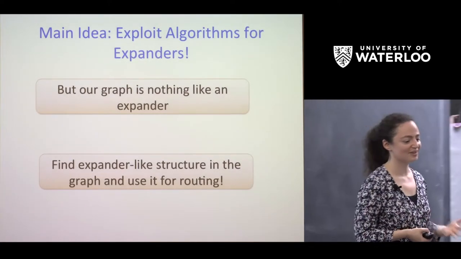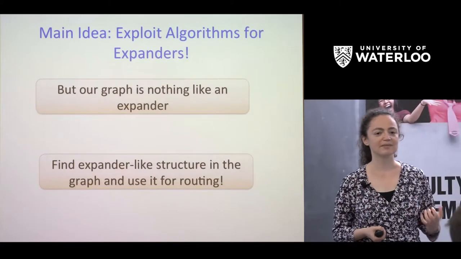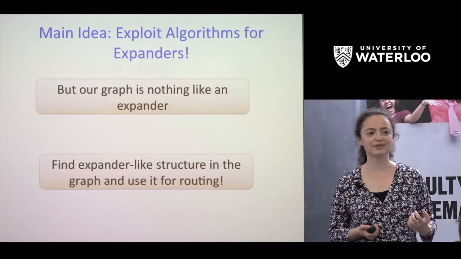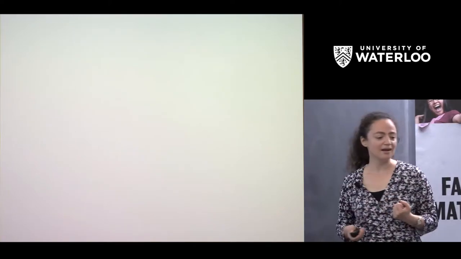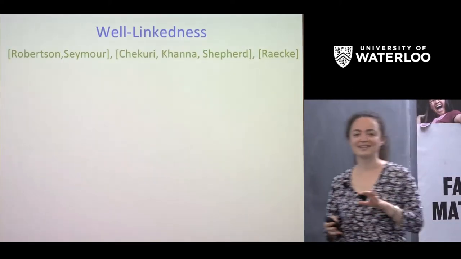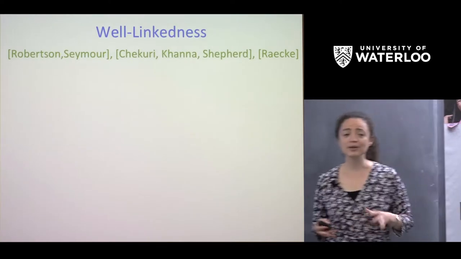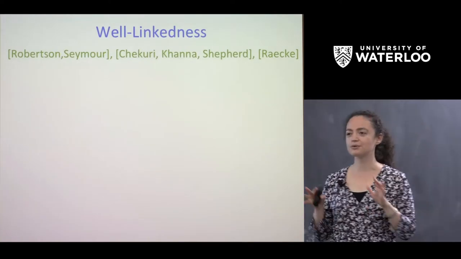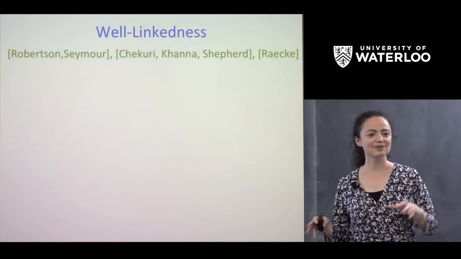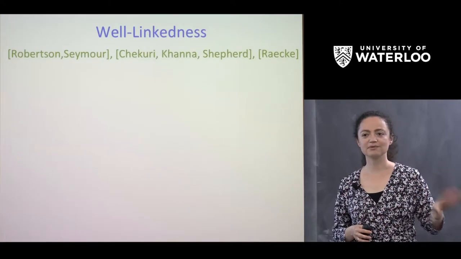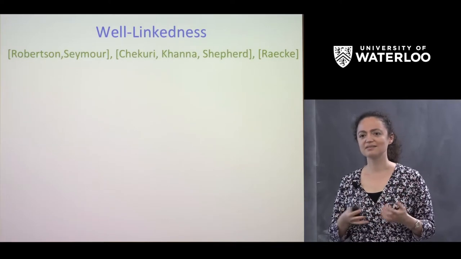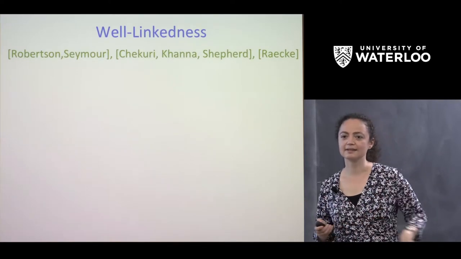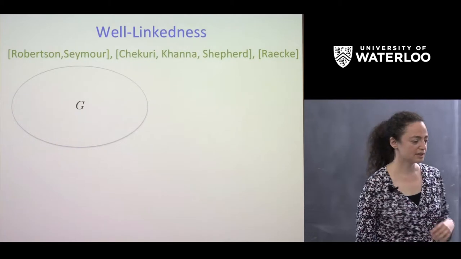In order to tell you exactly what I mean by that, I need to introduce some graph theoretic notion that's very useful in both graph theory and algorithms. It's called well-linkedness. It was defined in several different ways by several different communities. I'm going to define it in the way that works for me. It's a little different from what you're familiar with from graph theory, maybe. But all these ways are kind of equivalent, so it doesn't really matter. It's just little technicalities.